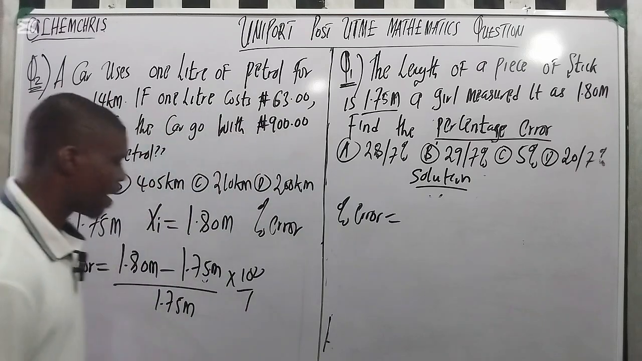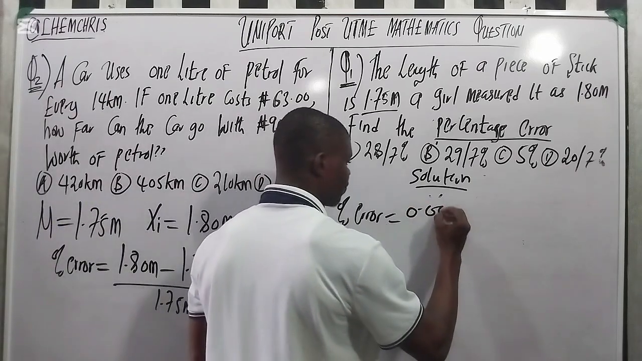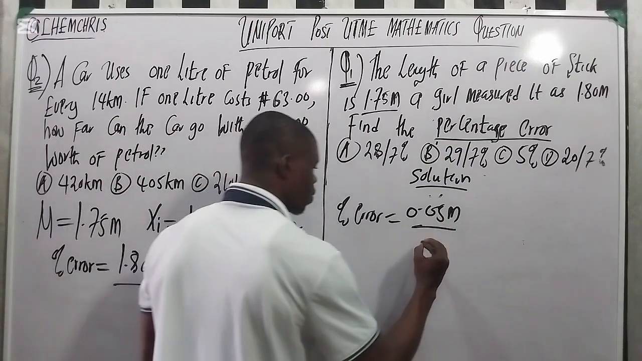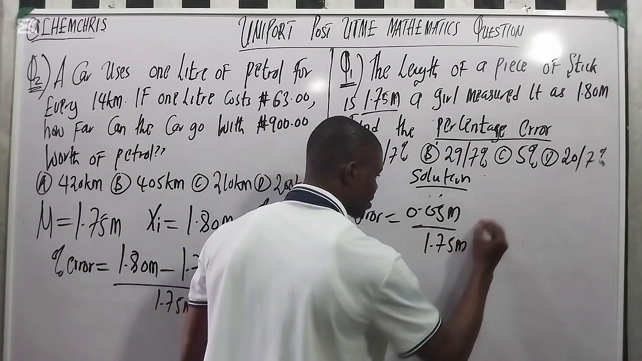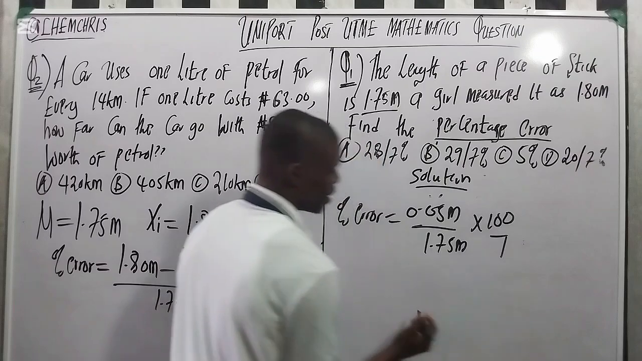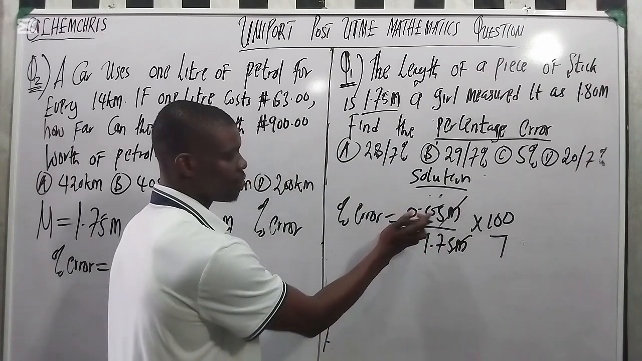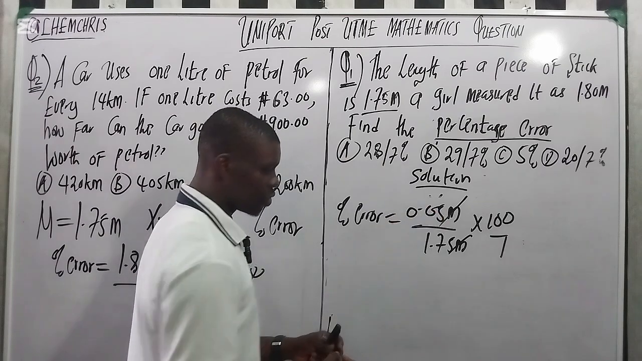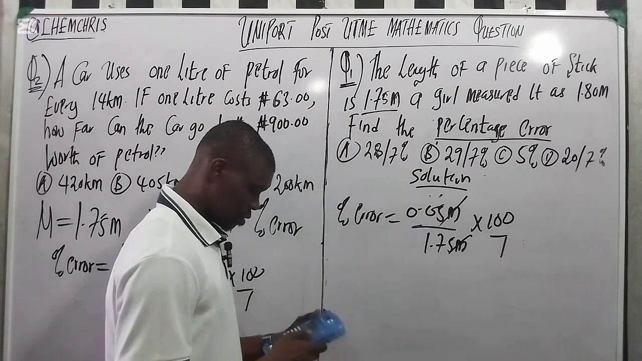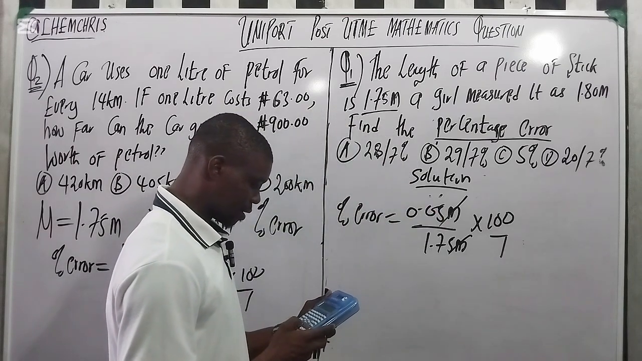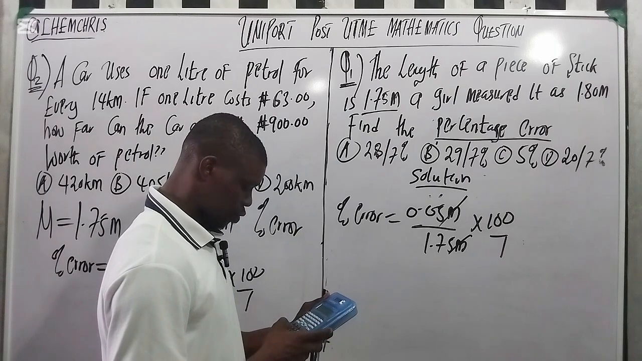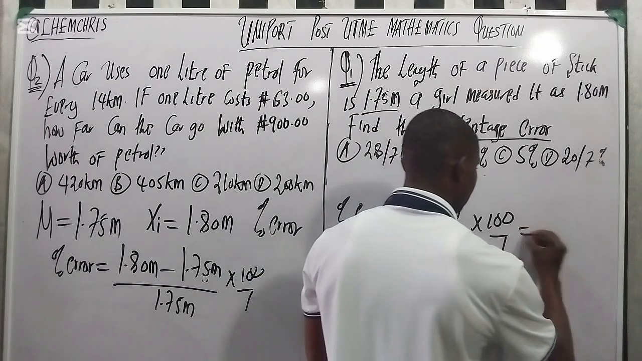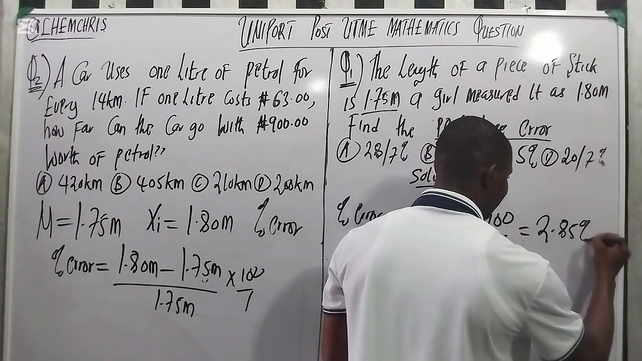Is what? 0.05. So it's going to be 0.05 meter over 1.75 meter, times 100 over 1. Meter and meter will go out here. So we have 0.05 times 100, because meter goes out just now, divided by 1.75. Here we have 2.85. So the answer is 2.85 percent.